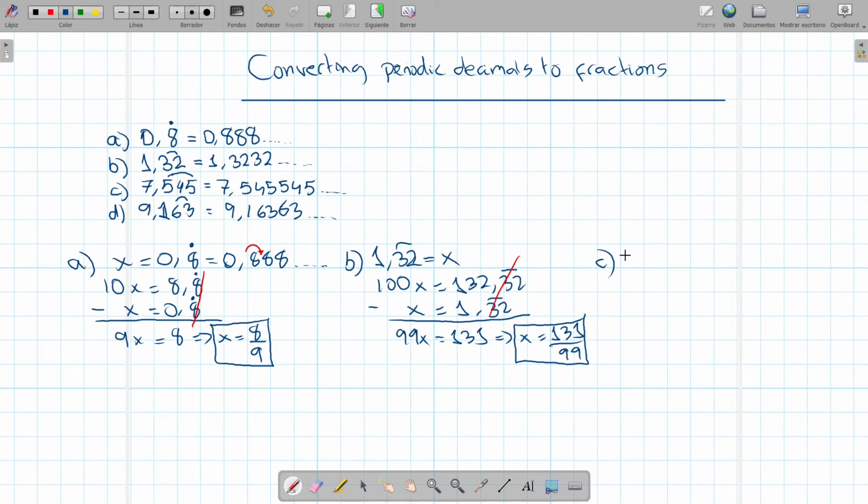The next example is this one. So we call that x. Again, we multiply so that we get the first sequence to the left. So that's 1000x is 7545.545. And then we multiply so that we get the sequence just to the right, but we already have it like that, so we don't have to do anything there.